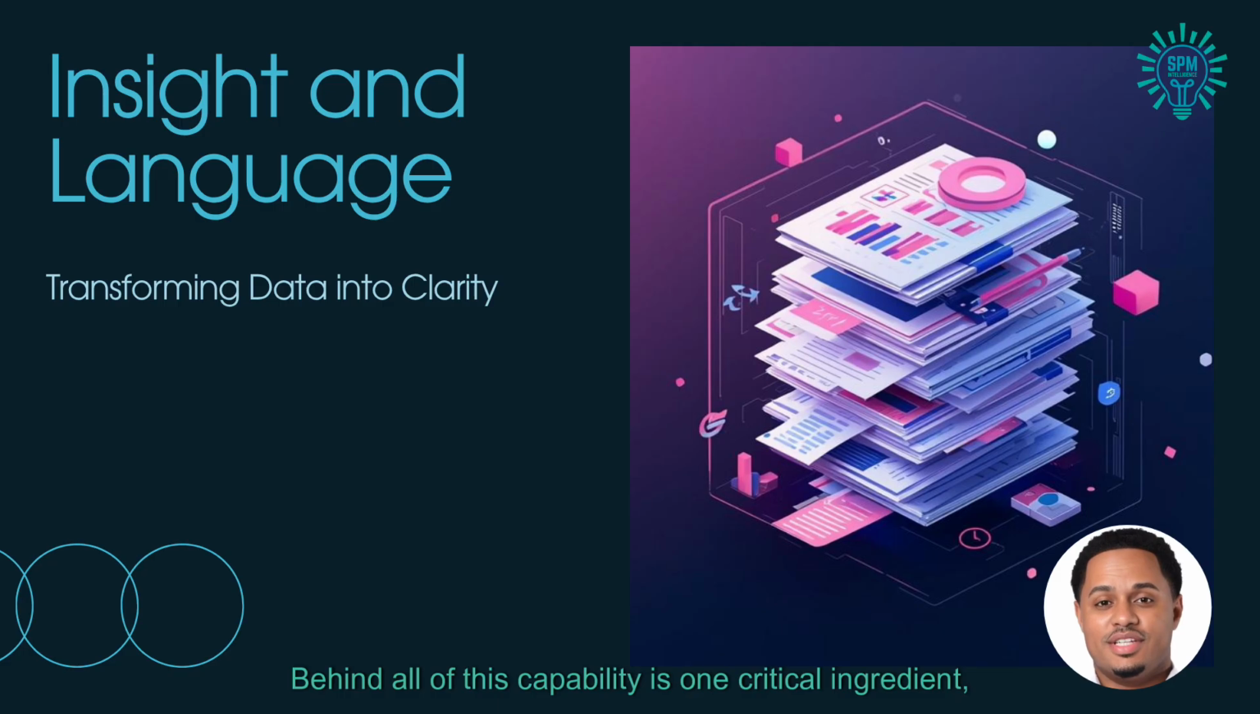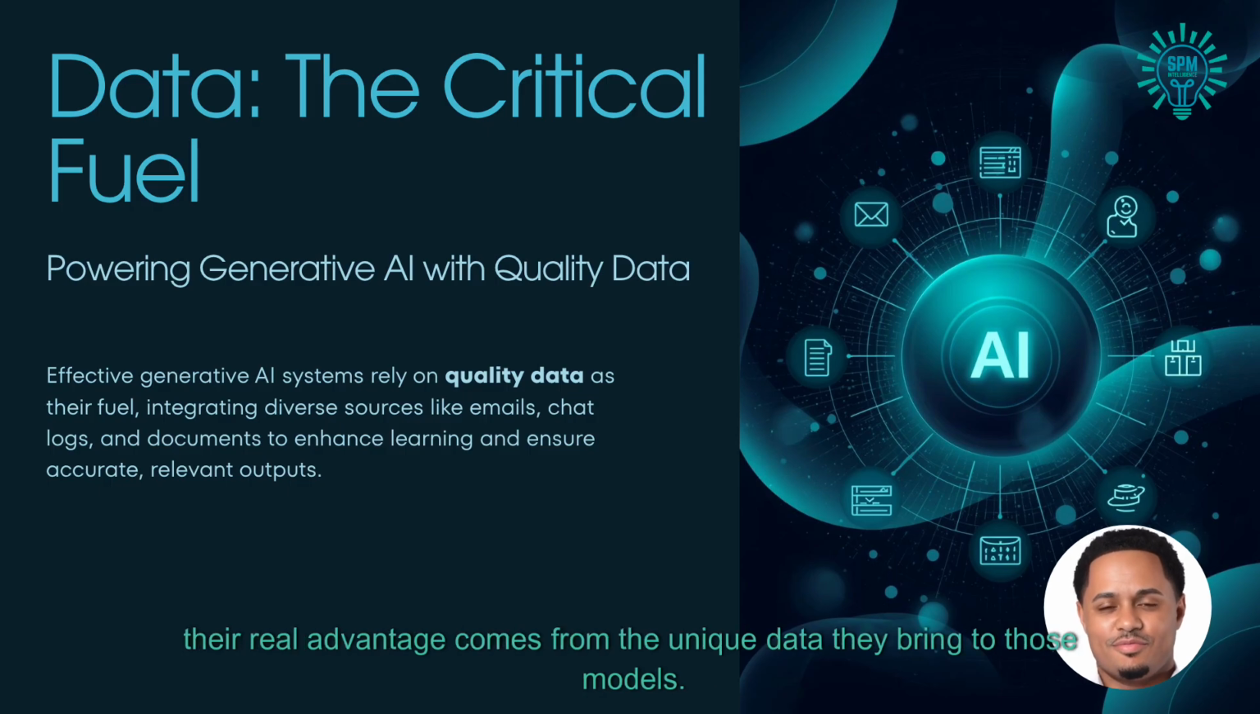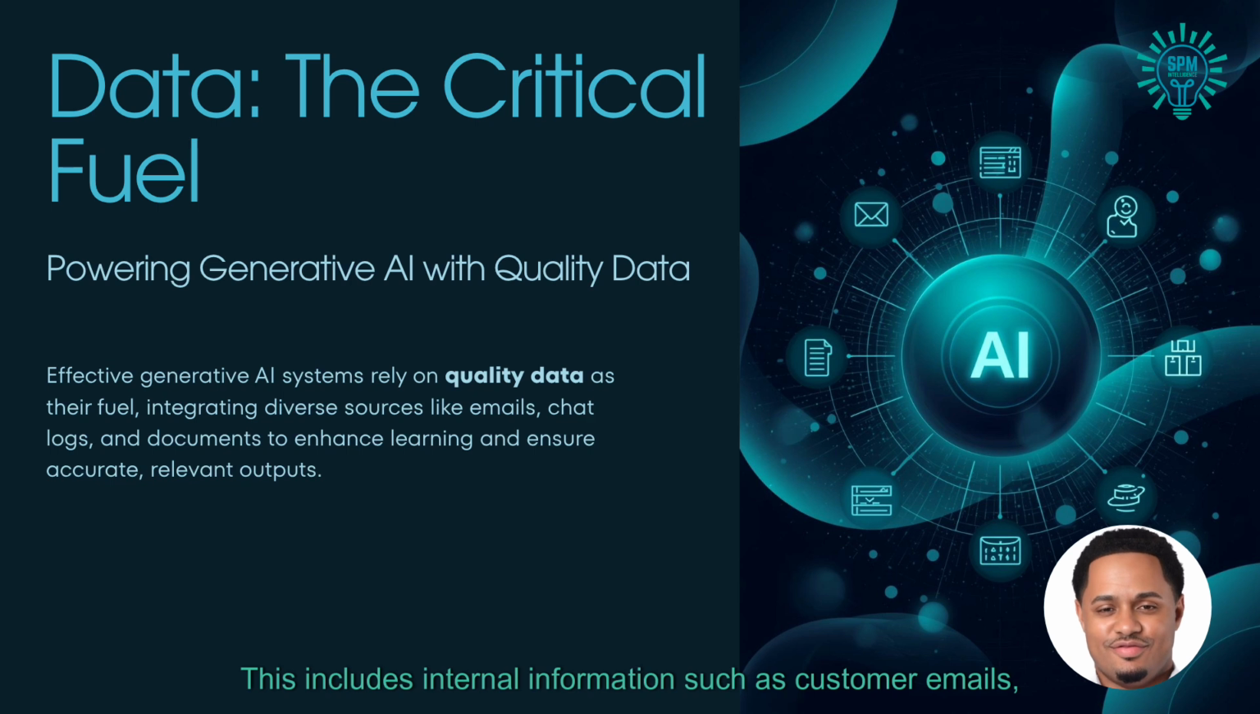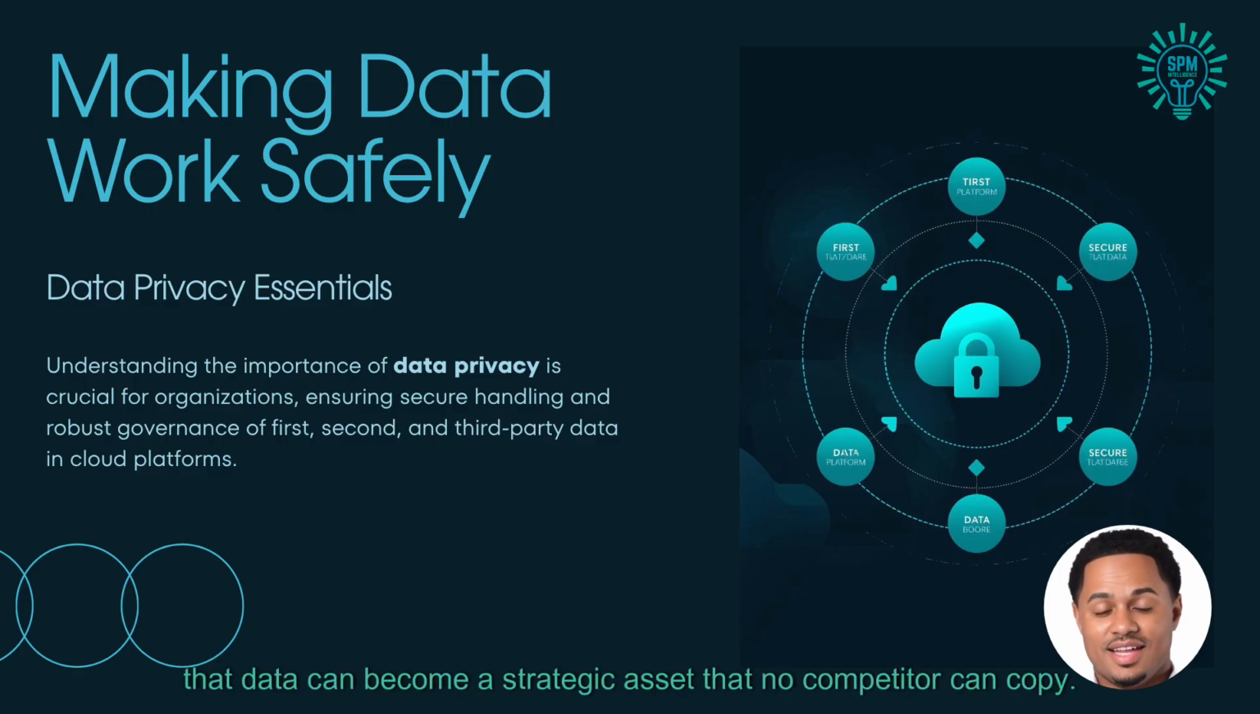Behind all of this capability is one critical ingredient: data. While many organizations may tap into the same underlying AI models, their real advantage comes from the unique data they bring to those models. This includes internal information such as customer emails, support tickets, product notes, and sales reports. Used correctly and responsibly, that data can become a strategic asset that no competitor can copy.